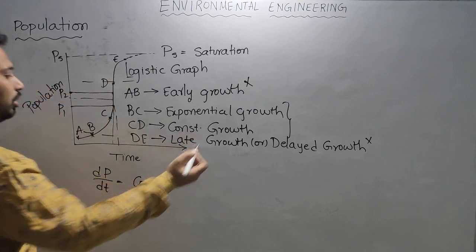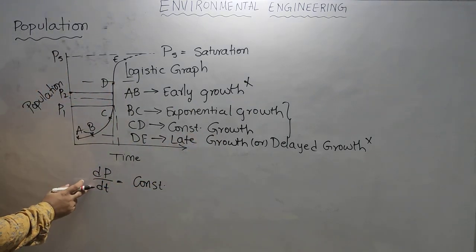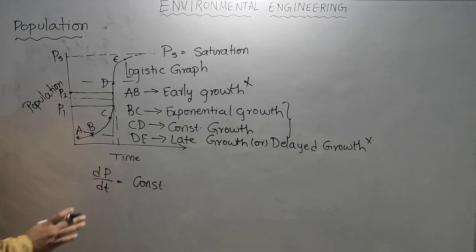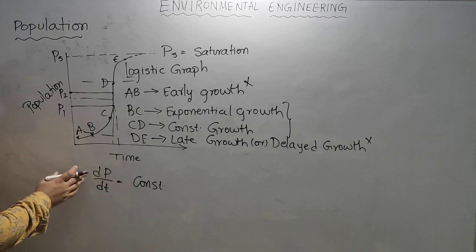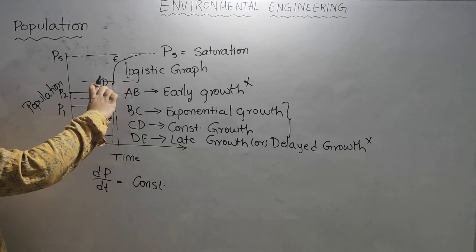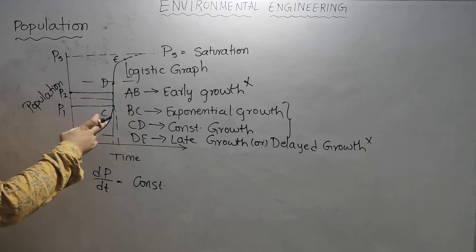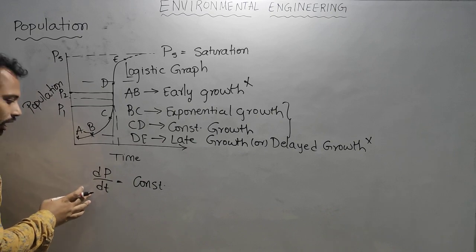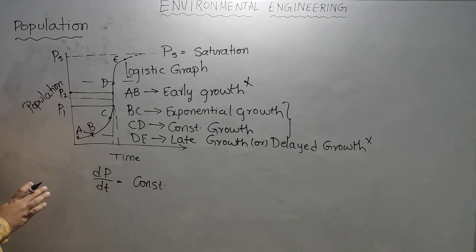In constant growth, the rate of change in population will be constant. Constant growth means the slope is constant. For this graph, the slope is constant. That means dP by dt is constant.